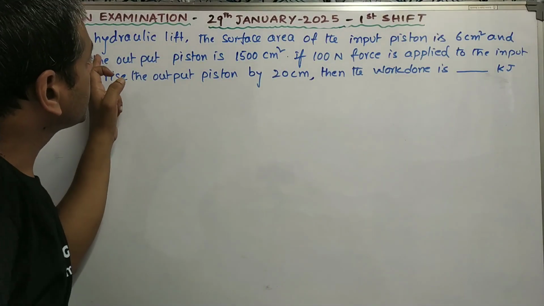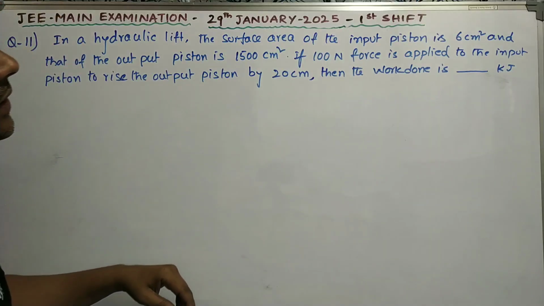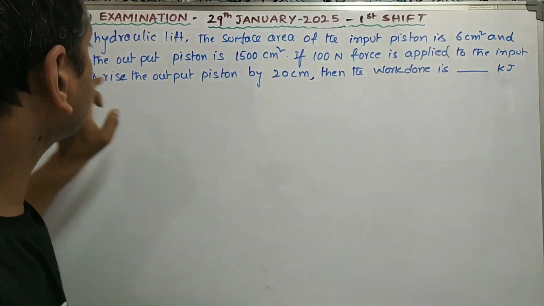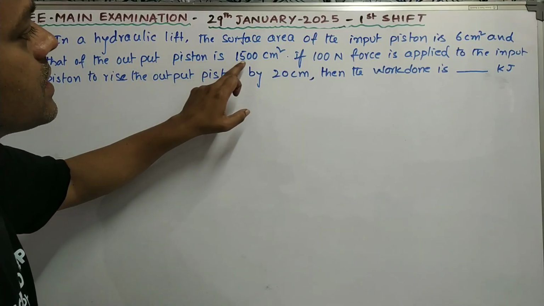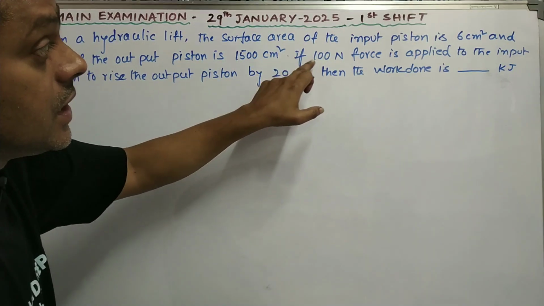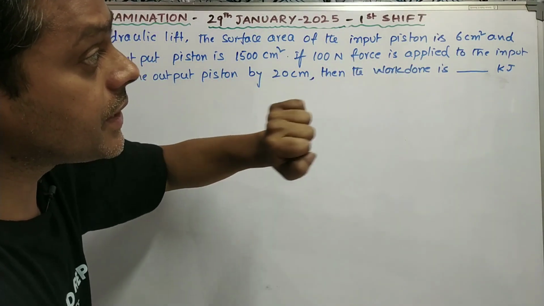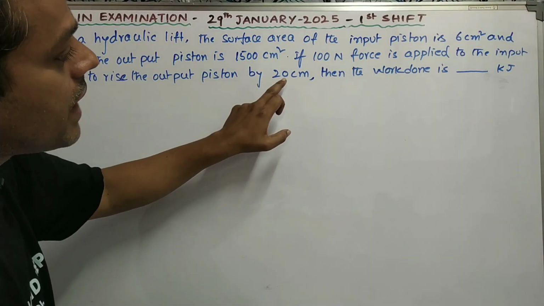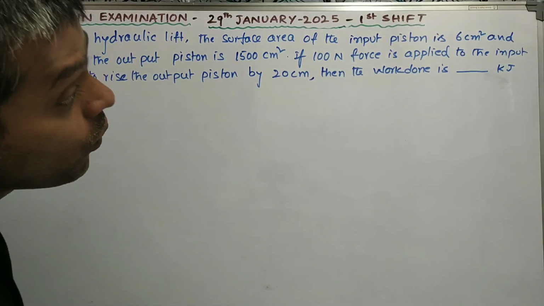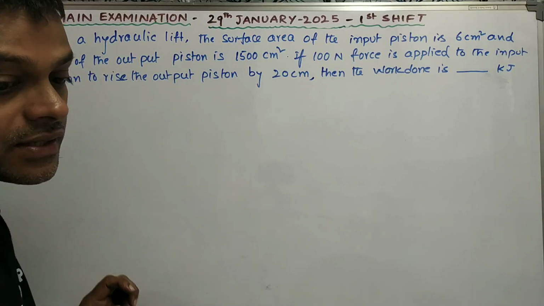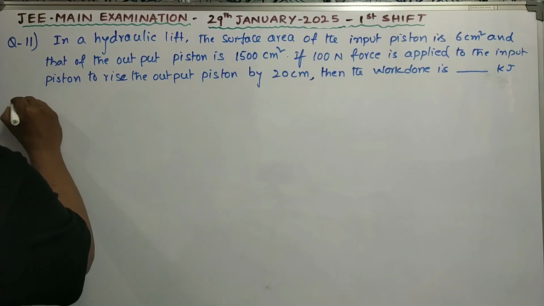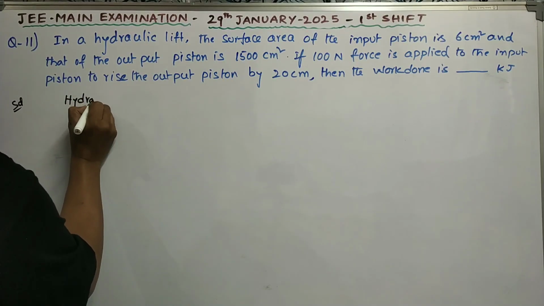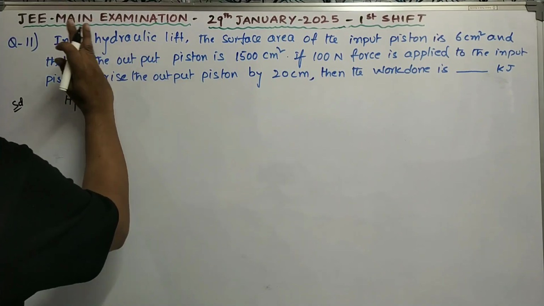The 11th question: in a hydraulic lift, the surface area of the input piston is 6 cm square and that of the output piston is 1500 cm square. If 100 Newton force is applied to the input piston to raise the output piston by 20 cm, then the work done is asked in kilojoules. So to see, this is a hydraulic lift.